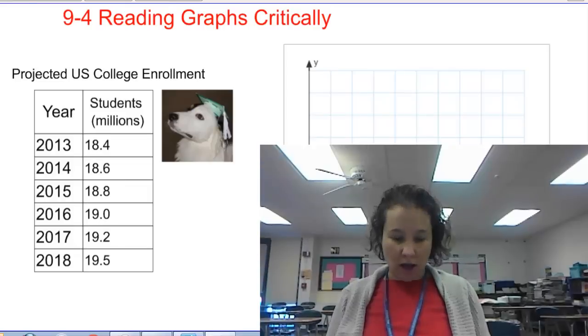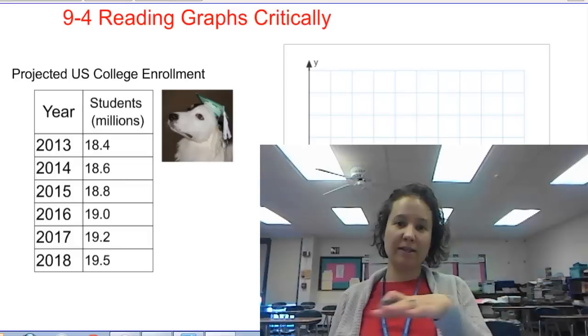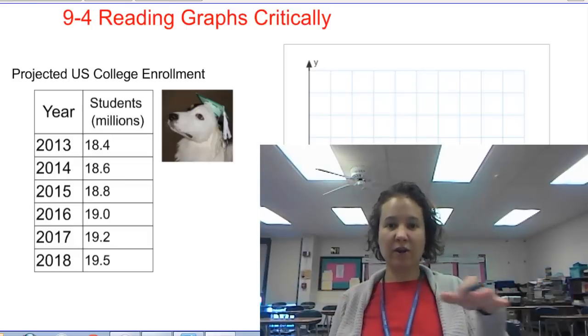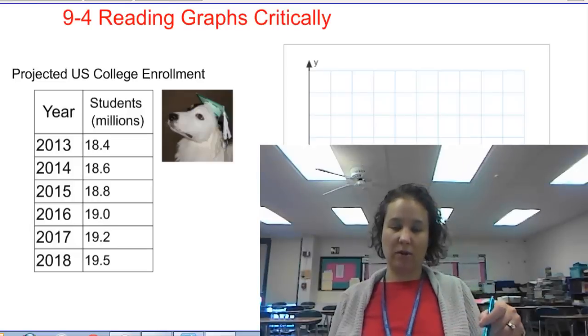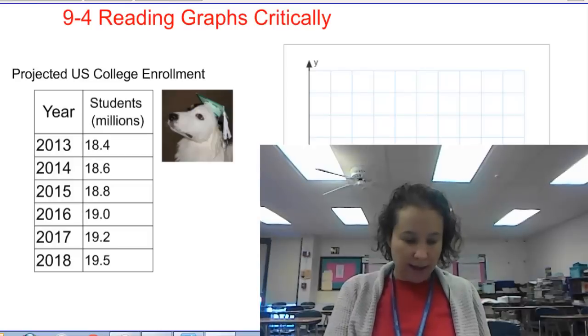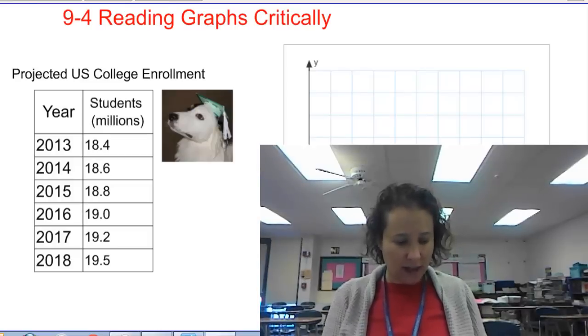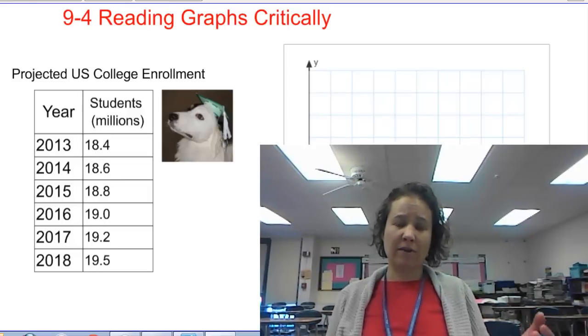And so on my horizontal scale, I would want to put the years because that's the independent variable. So we always want to put the independent variable on the horizontal scale, and then the vertical scale is the dependent variable, which is the number of students. So for my horizontal scale, I'm just going to write those different years. And obviously, I'm only graphing the amount of the information that's there in the table.